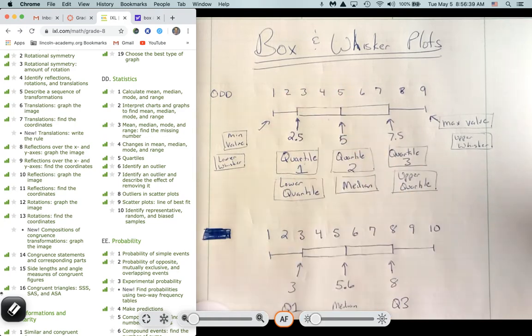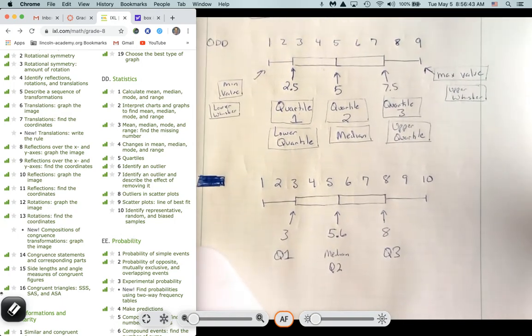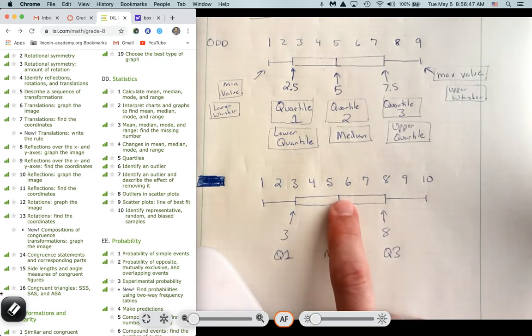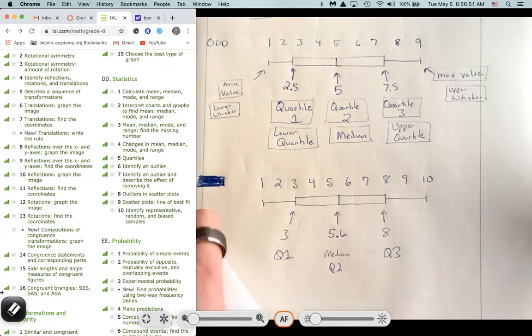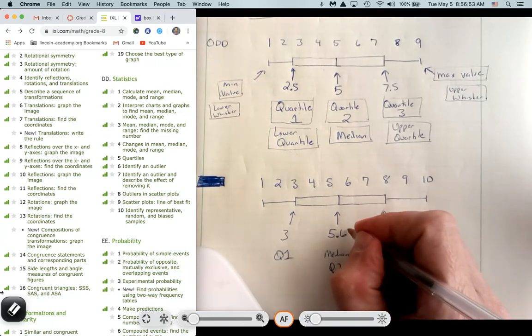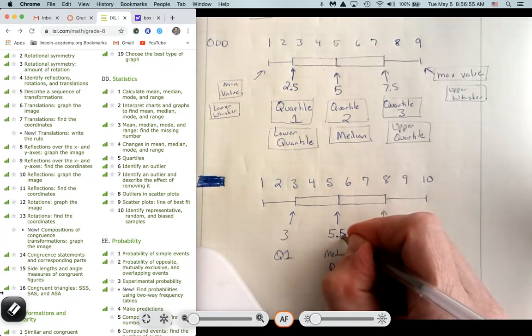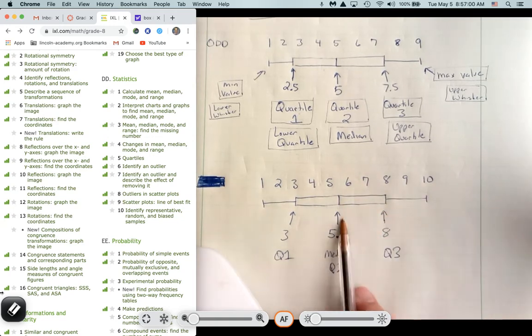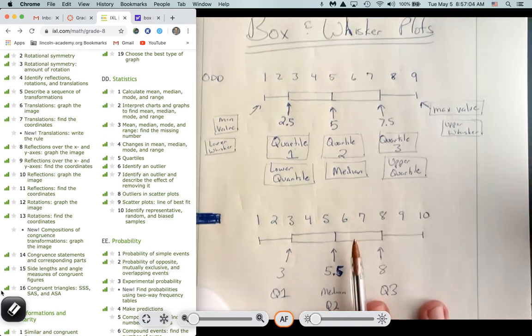As we come down here, you'll notice that the second quartile in this set down here, quartile 2, or the median, is 5.6. 5.5. Wow, I can take the average of 2 numbers. 5.5, not 5.6. But again, 5.5 is not even a number in our data set. So let's go back up to here again.